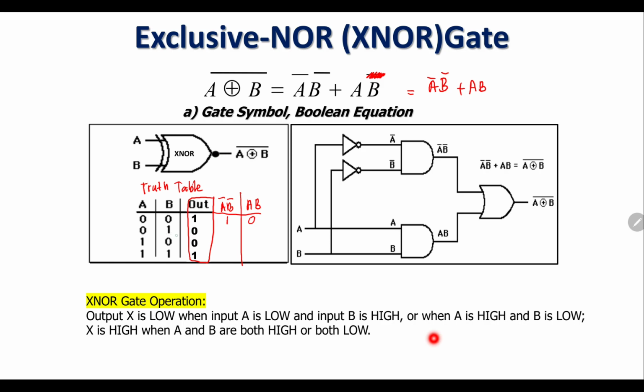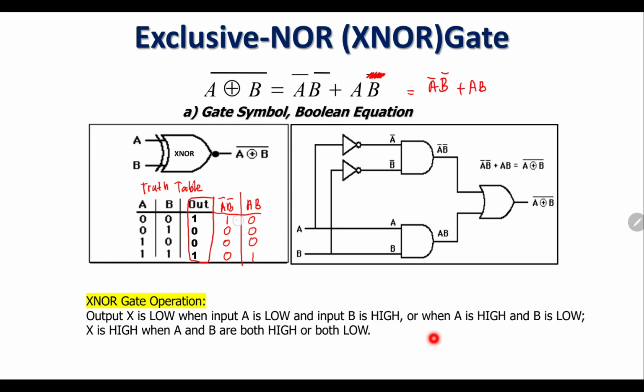1, 0: 1 times 0 is 0, 0 times 1 is 0. 0, 1: 0 times 1 is 0, 1 times 0 is 0. 1, 1: 0 times 0 is 0, 1 times 1 is 1.